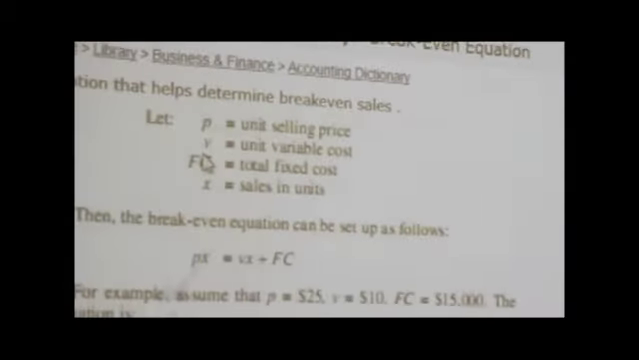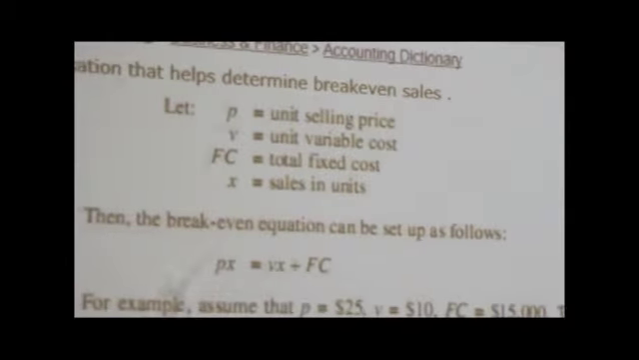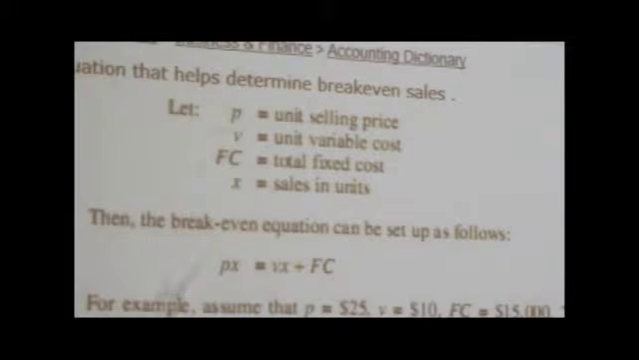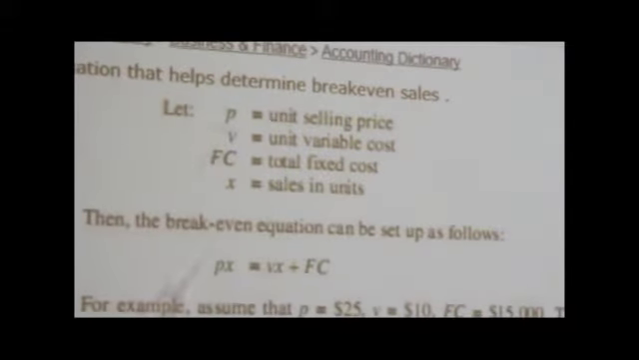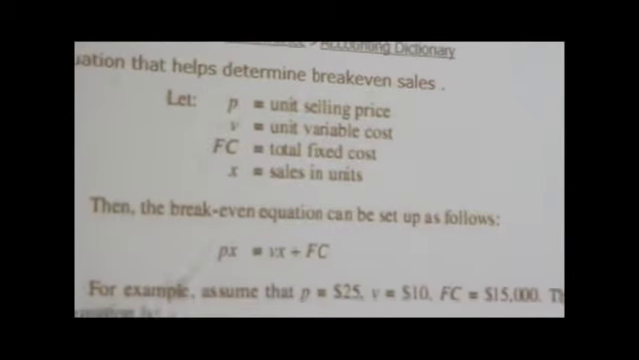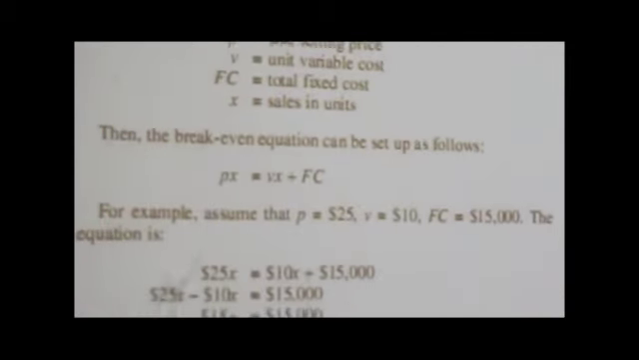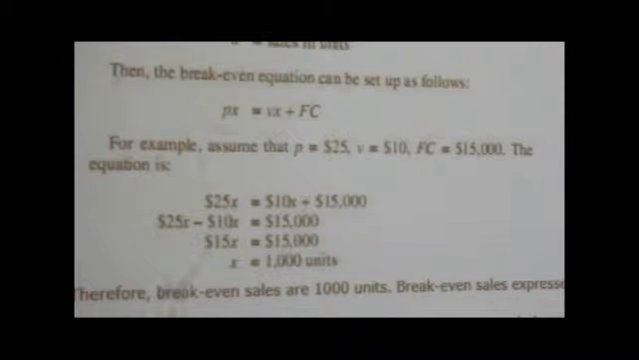Let me move the cursor. FC is the total fixed cost. X is, of course, sales in units. Then the break-even equation can be set up as follows: PX equals VX plus fixed cost. So for example, assume that P equals $25, V equals $10, FC equals $15,000.